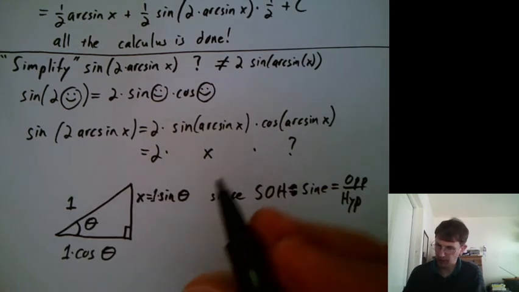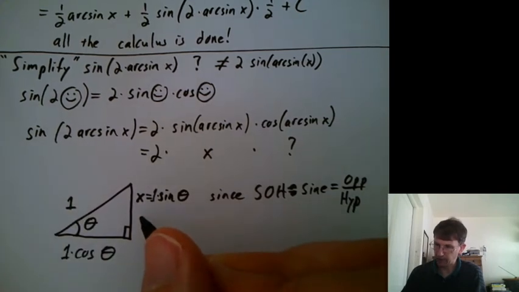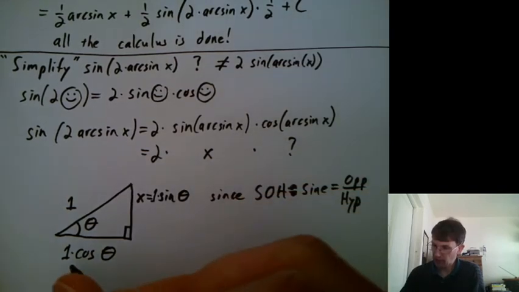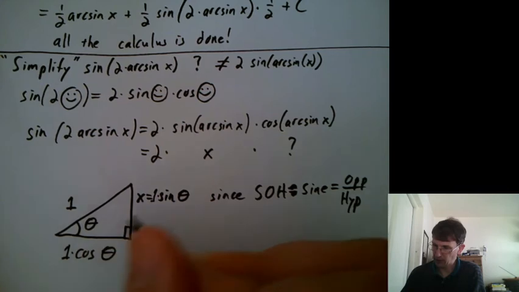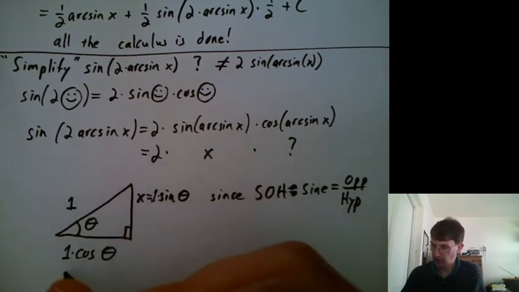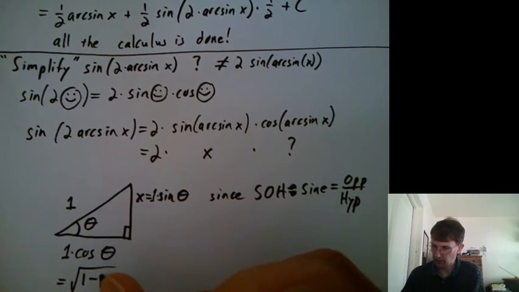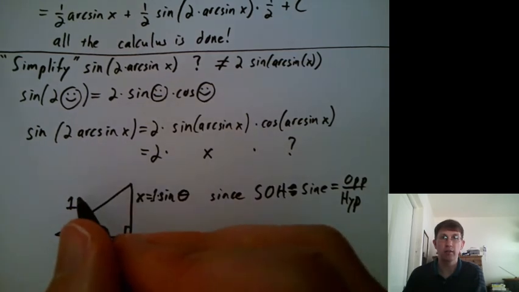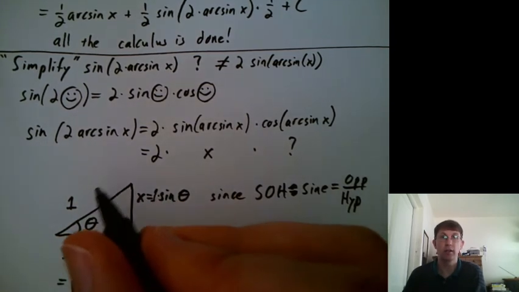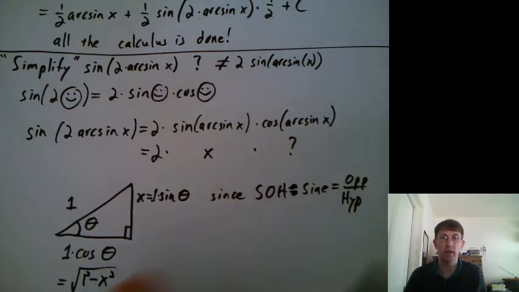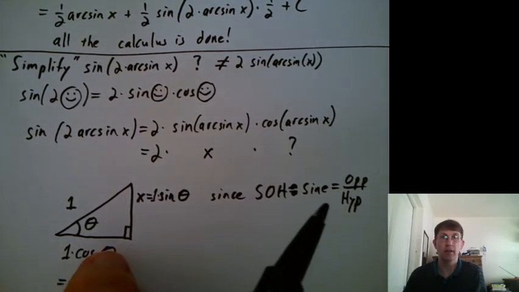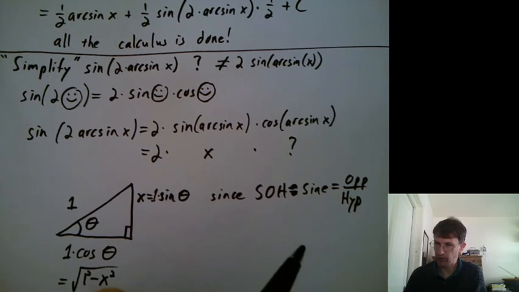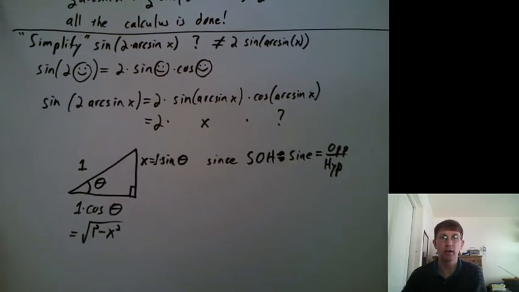Then what else can we say about it? Well, I know that's 1 and that's x, and I can use the Pythagorean theorem to say what this side would be, right? So we know that this side squared plus that side squared equals 1. So I could say this side is root 1 minus x squared, or 1 squared minus x squared, because I know the hypotenuse is 1 and this side length is x. So I can back solve in the Pythagorean theorem to get that. So this says that cosine in this situation is the square root of 1 minus x squared.